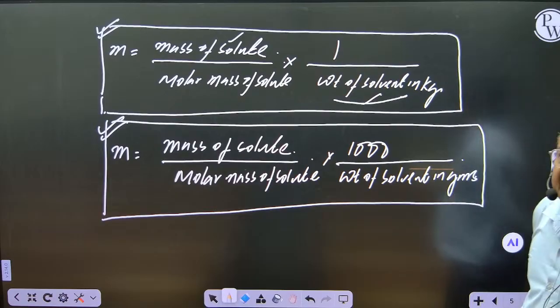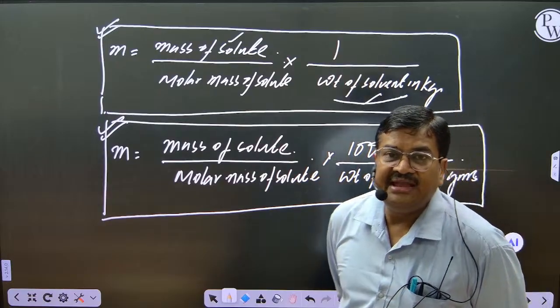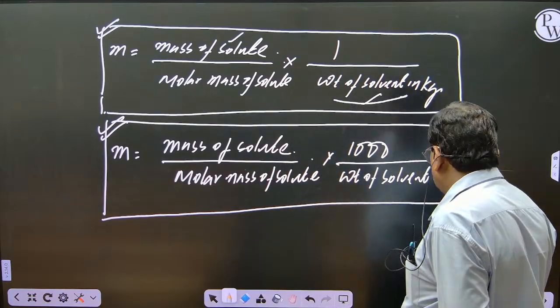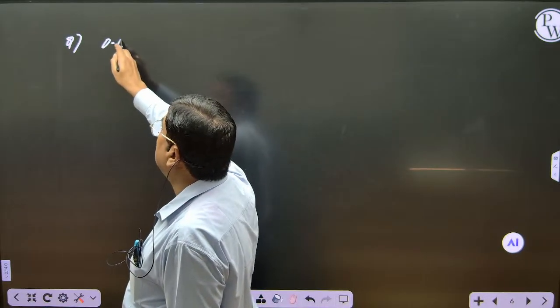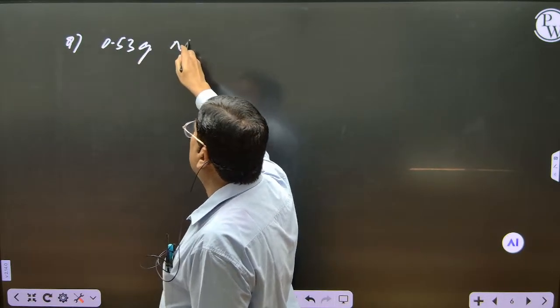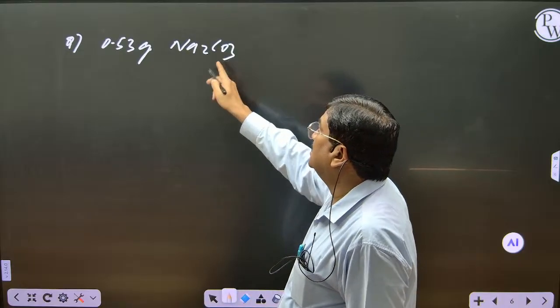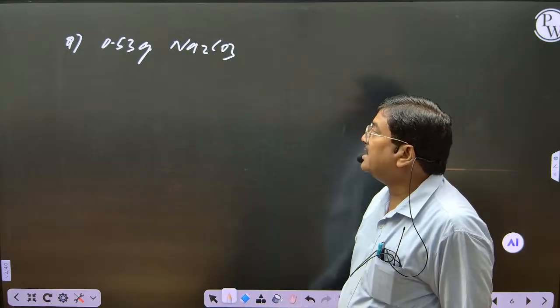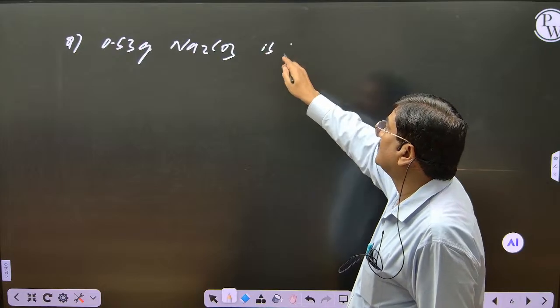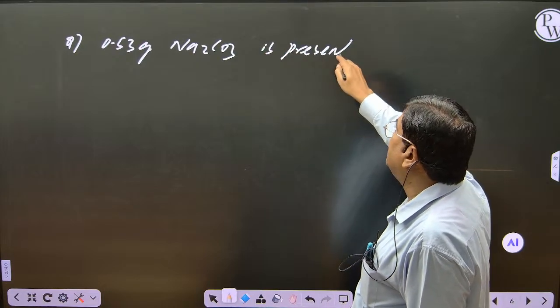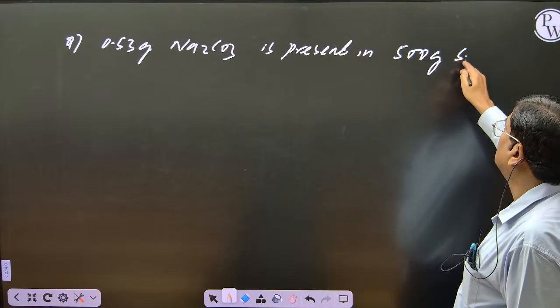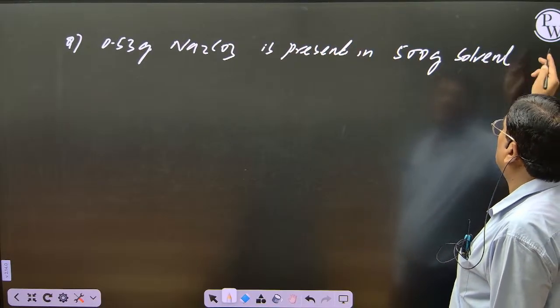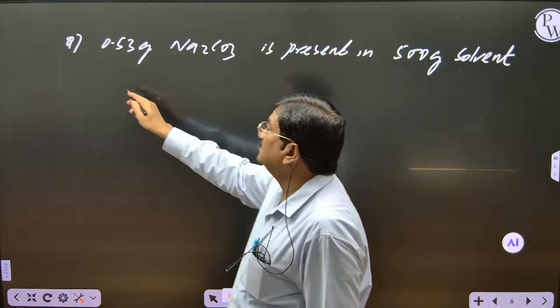Now write one question on molality. 0.53 grams washing soda. What is washing soda? Sodium carbonate we call washing soda is present in 500 grams of solvent. Then find its molality.